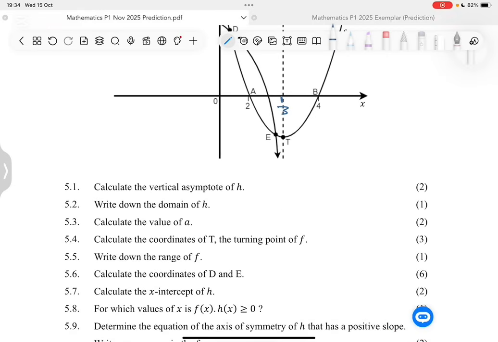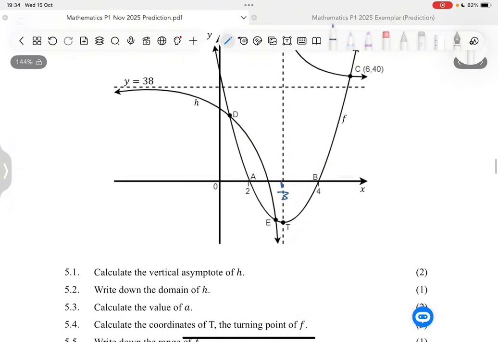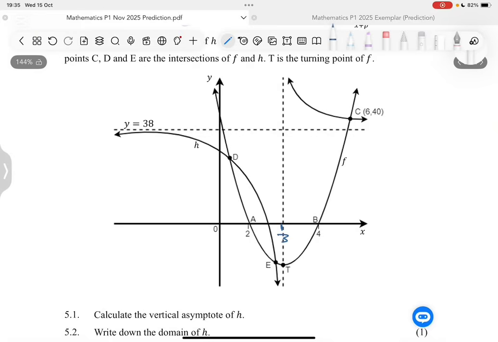Question 5.2: Write down the domain of h. Now, before we can even answer this question, what is the domain? A domain would be defined as a list of x values that give us y values. So the input values that give us the output values.